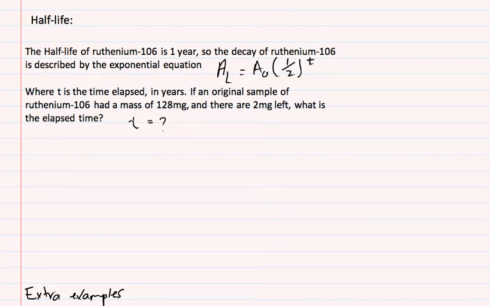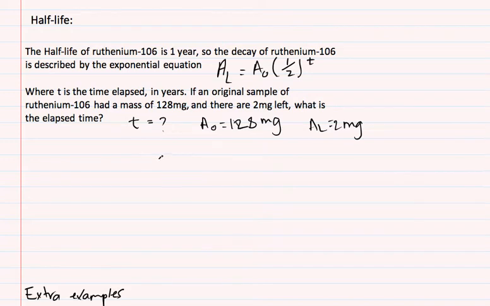What information do we have? We know that, as the question is saying, the amount original is 128 milligrams, and the amount left is 2 milligrams. So we have 3 variables here. We know these two, and we can solve for the third. So let's plug into the equation.